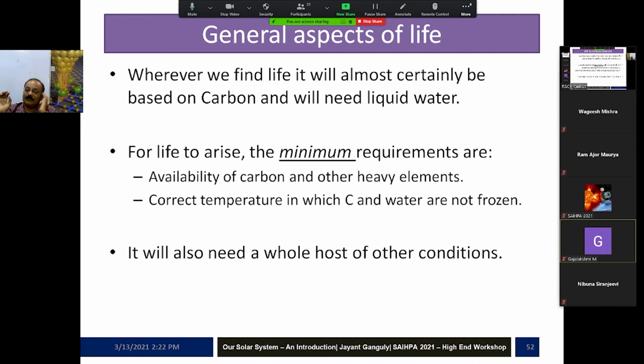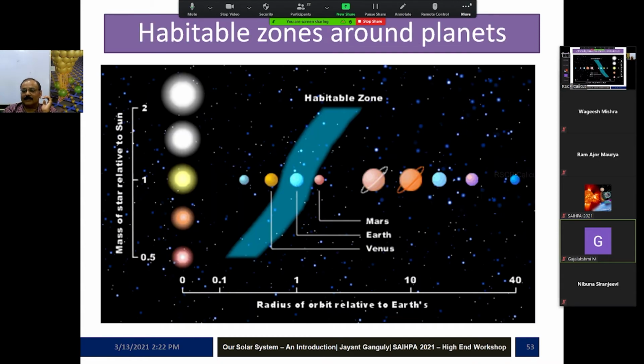So what are the minimum requirements of life? Based on this, people suggested that there will be a zone, which is at an apt distance from the central star, so that liquid water will be there, atmosphere will be there, and temperature will be suitable for developing carbon form of life as we know it. So this was called the Goldilocks zone, or also called the habitable zone.